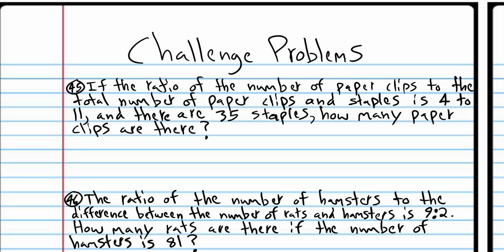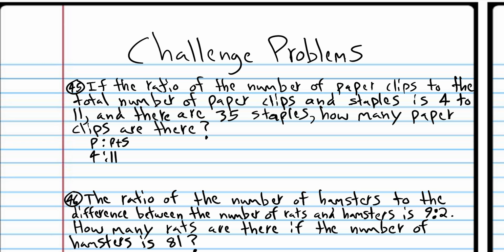So let's write this down. 4 to 11 is the ratio. And it says it's the ratio of the number of paper clips to the total number of paper clips and staples. So this number represents paper clips, and this number represents the total number of paper clips and staples. So if you add the number of paper clips and the number of staples, you get 11. And it says if there are 35 staples, how many paper clips are there?